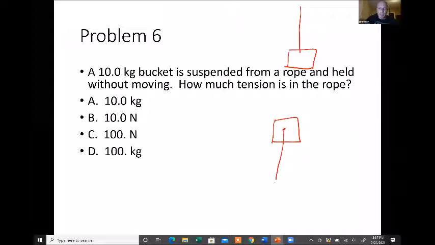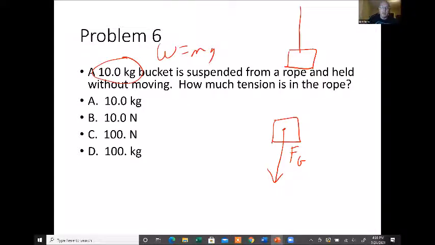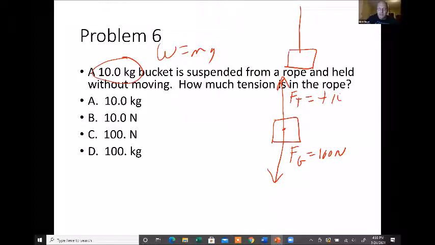We know that we've got weight acting down. And remember, it's weight. It's not mass. Mass is not a force. So we've got to take that 10 kilograms and use weight equals mg. So our weight is going to be 100 newtons down, negative 100 newtons. And since this thing isn't moving, that means it's not accelerating. That means there has to be a force acting this way of equal but opposite magnitude. And that force is the tension force. So the tension force has to be positive 100 newtons. So our answer on this one should have been C, which is what most of you got.